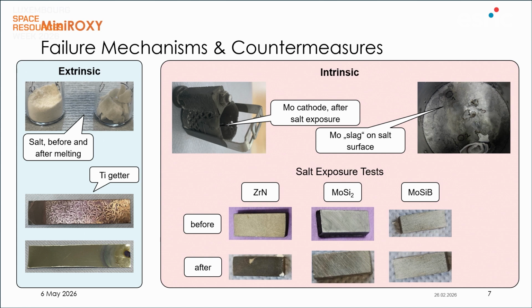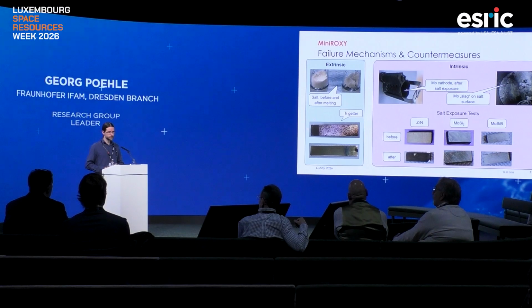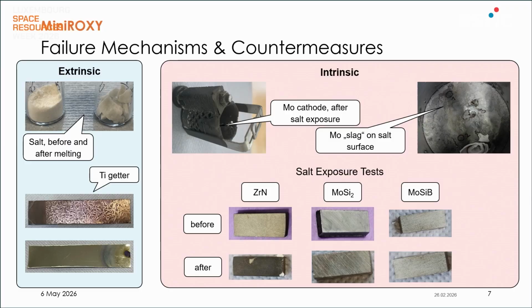So on the right-hand side, you can see that intrinsic materials are more challenging. For the molybdenum cathode, we can see that salt exposure leads to the release of corrosion products that then form some kind of a slag on the salt surface. And on the bottom, we have some exposure tests with the new materials, and I will go into more detail on this on the next slides.